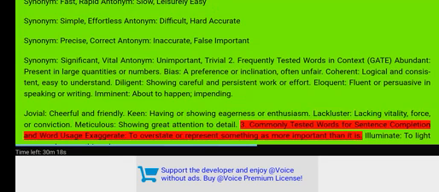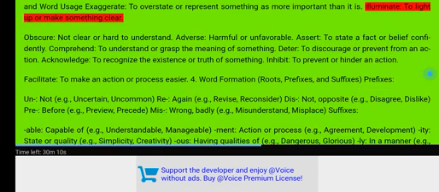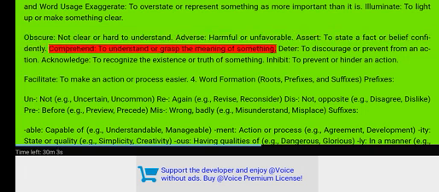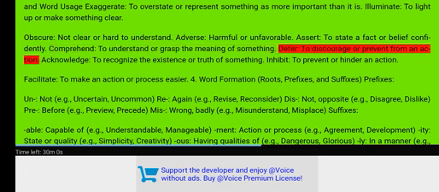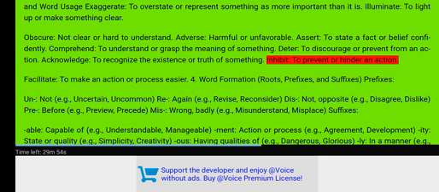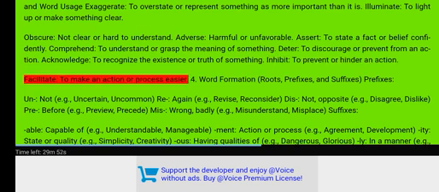3. Commonly tested words for sentence completion and word usage. Exaggerate, to overstate or represent something as more important than it is. Illuminate, to light up or make something clear. Obscure, not clear or hard to understand. Adverse, harmful or unfavorable. Assert, to state a fact or belief confidently. Comprehend, to understand or grasp the meaning of something. Deter, to discourage or prevent from an action. Acknowledge, to recognize the existence or truth of something. Inhibit, to prevent or hinder an action. Facilitate, to make an action or process easier.